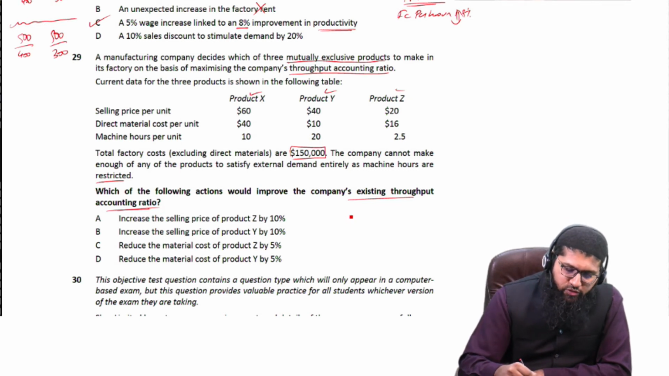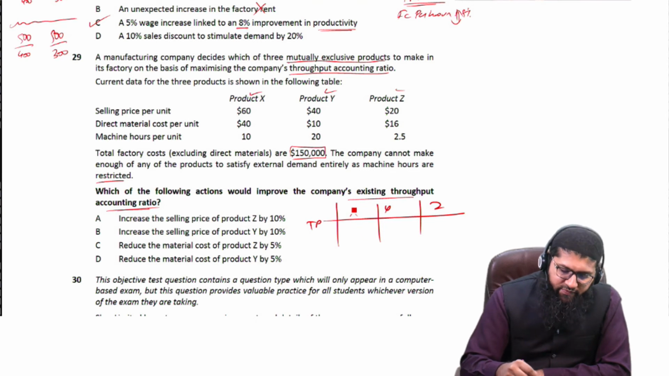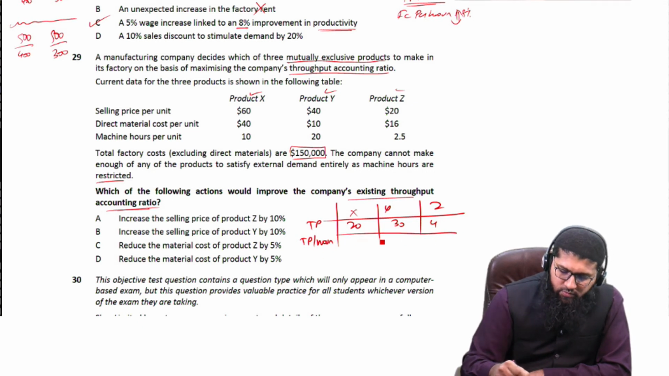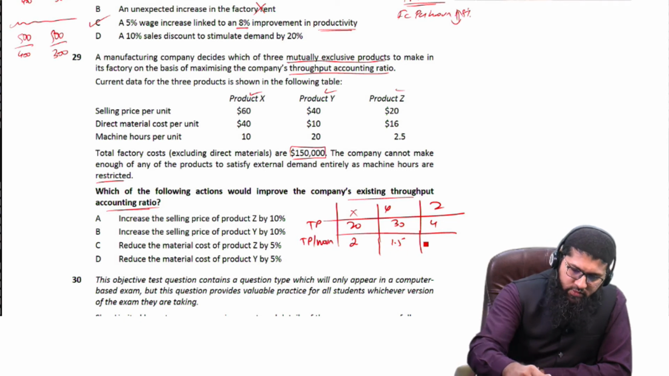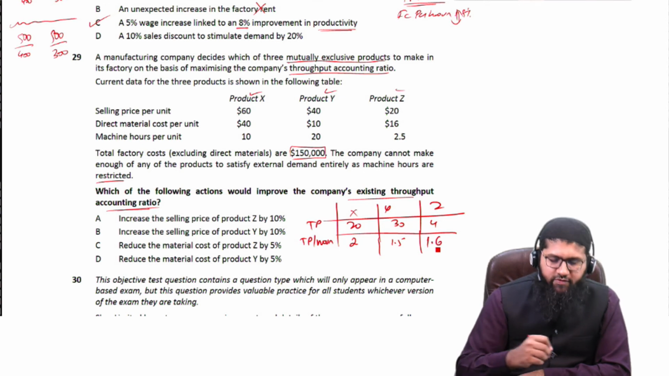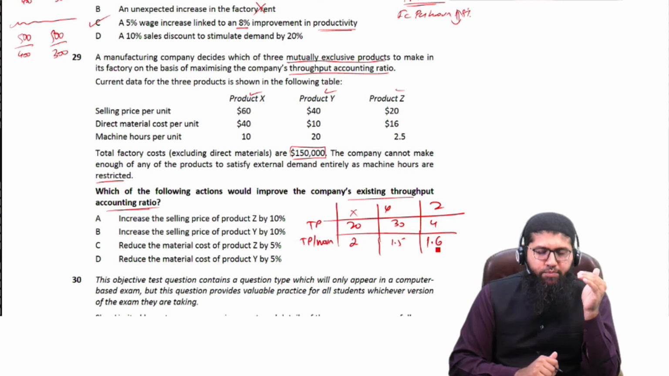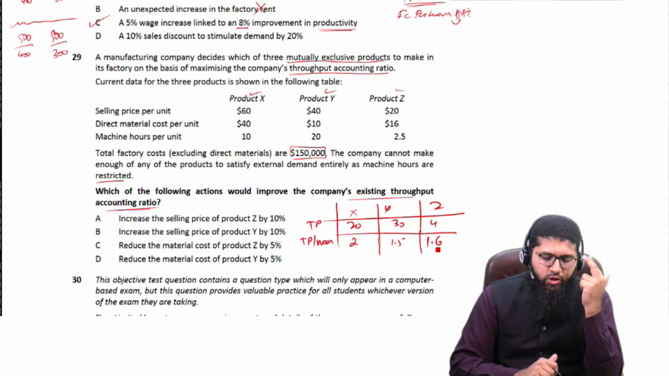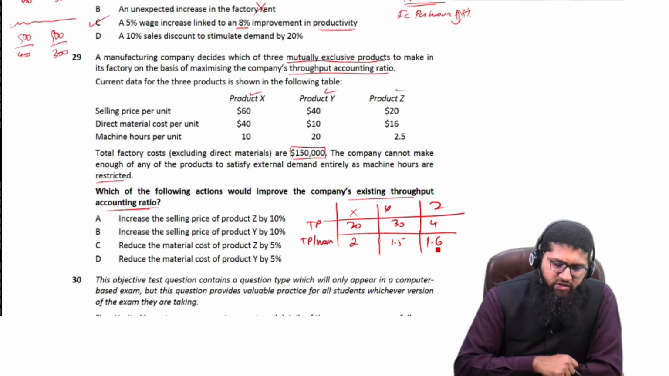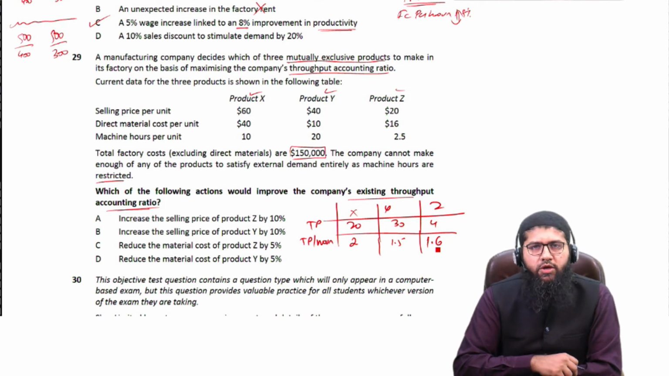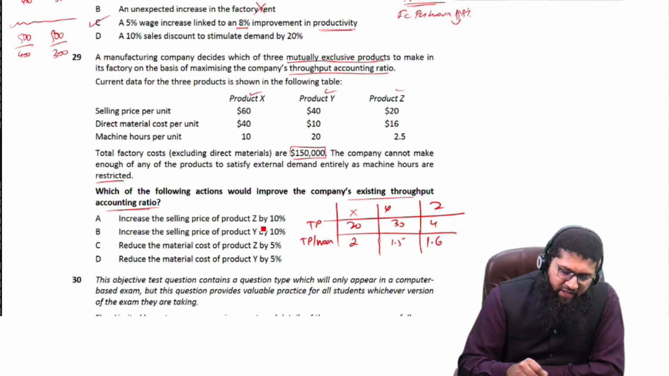Now, let's just try to see. We have got X, Y, and Z. If I calculate the throughput for each one of them, it's 20, 30, 4. Throughput per hour is going to be: 20 divided by 10 gives you 2, 30 divided by 20 gives you 1.5, and 4 divided by 2.5 gives you 1.6. So we have the throughput per hour of X to be 2, of Y to be 1.5, and of Z to be 1.6. Now, which of the following actions would improve the company's existing throughput accounting ratio? How would you increase it? It says increase the selling price of product Z by 10%.